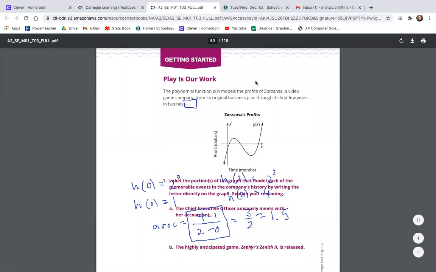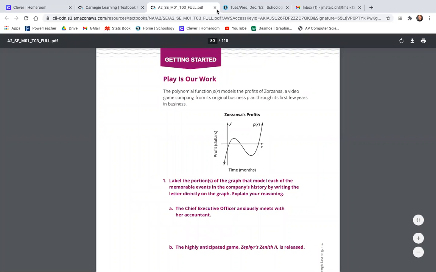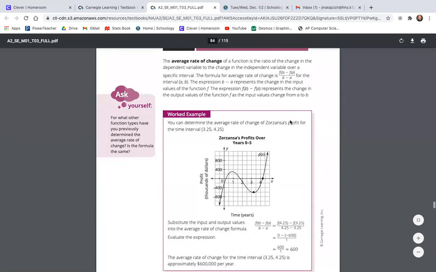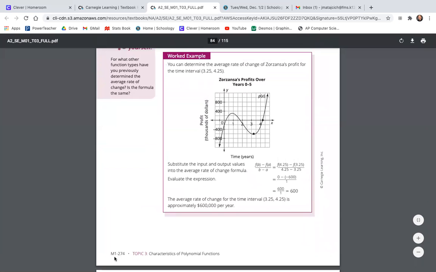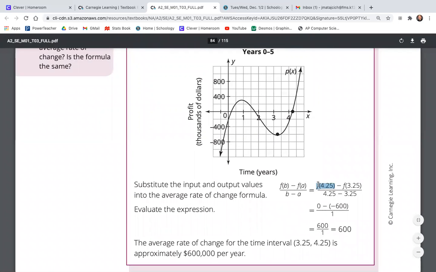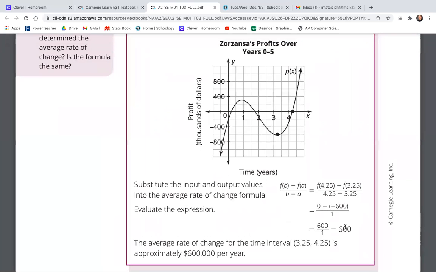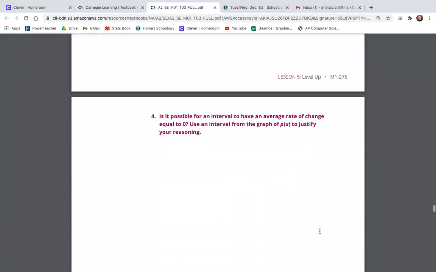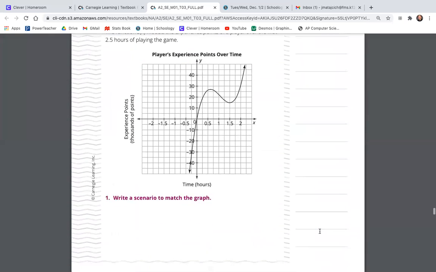So if we continue for just a bit in your textbook, let me delete this stuff and get rid of that. All right, so we'll go down to activity 5.2. There's a nice first example there on page M1-274. They're doing the average rate of change between 3.25 and 4.25. So it's just like what we were doing. You need to evaluate the function first, plug in those values, see what comes out as a result of those values, do some subtraction, some division, and that's really it. Fantastic. There's a modeling problem there. You can try on your own if you want to.